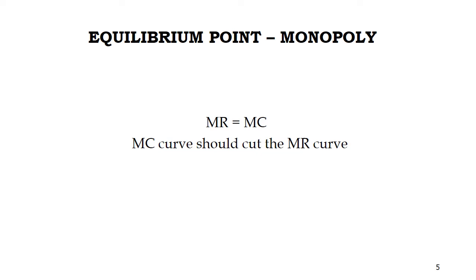Then we will see how to find the equilibrium point in the monopoly structure. You know the monopoly equilibrium rule is MR equals MC, right? As usual it is MR equals MC. It's not changing, so the MC curve should cut the MR curve in this case also. Let's see.